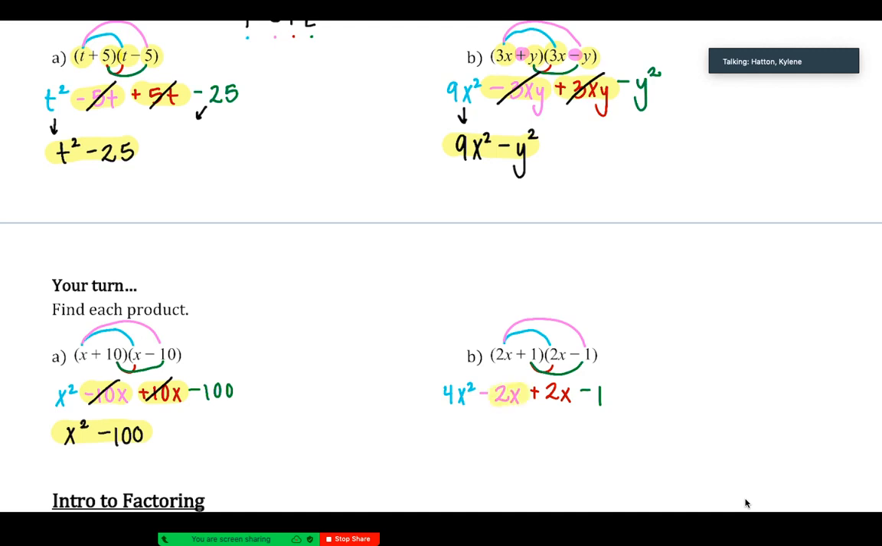We'll check for like terms. I have a negative 2x and a positive 2x. So that negative 2 and positive 2 add up to 0, so they cancel each other out. And then I can bring down my final two terms, 4x squared minus 1.